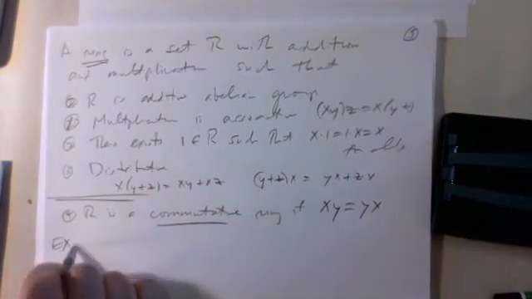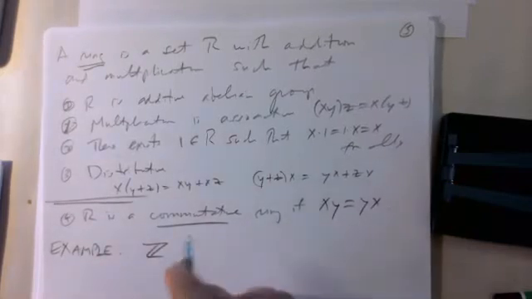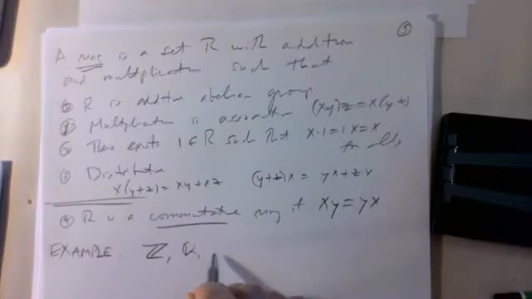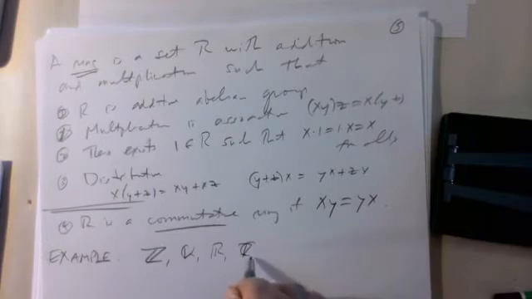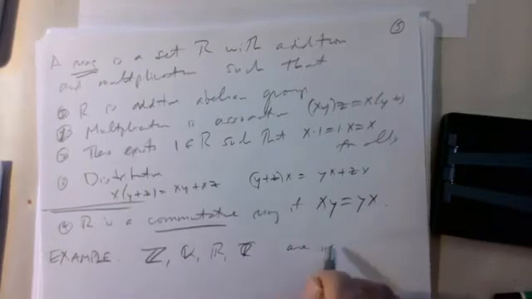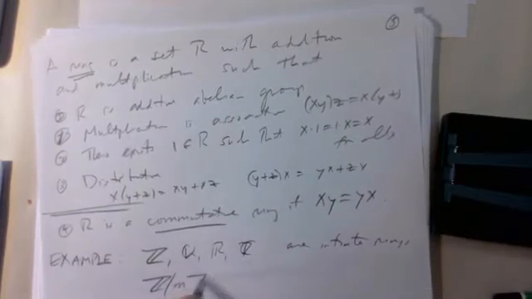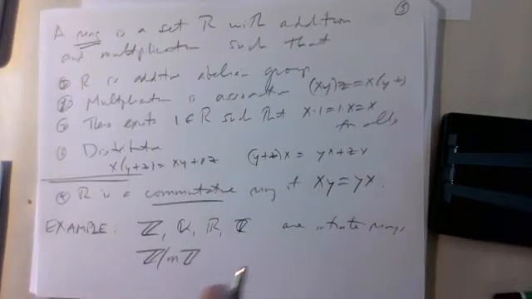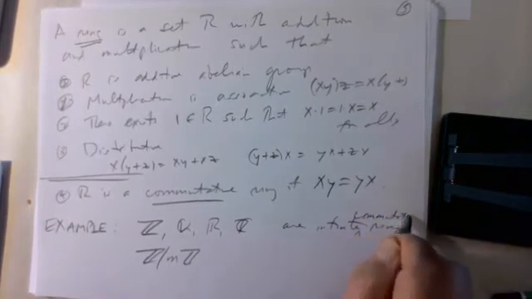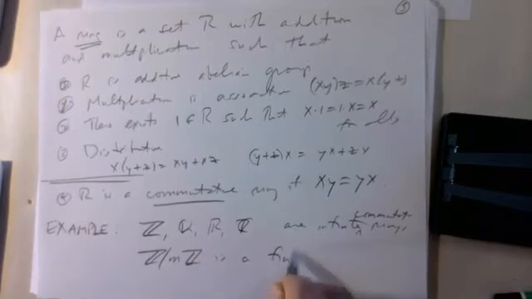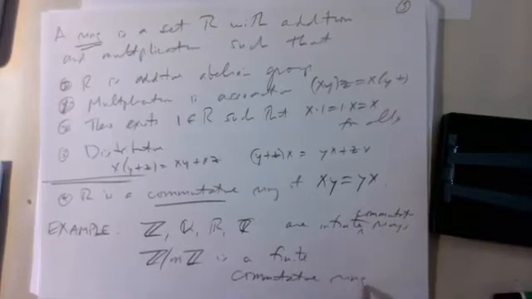So Z, the integers with the usual addition and multiplication, is a ring. So is the set of rational numbers, the set of real numbers, the set of complex numbers. These are infinite rings. And what's very important for us, the set of congruence classes mod M is also a ring. These are infinite commutative rings. And this is a finite commutative ring.